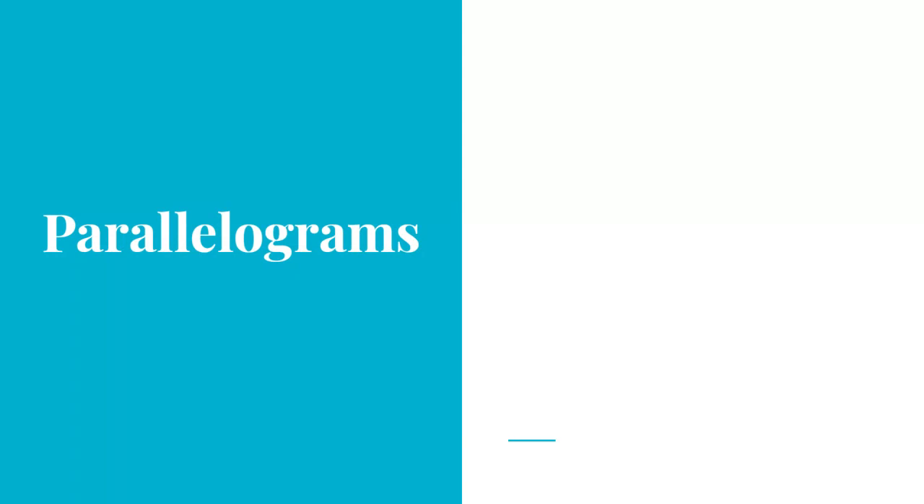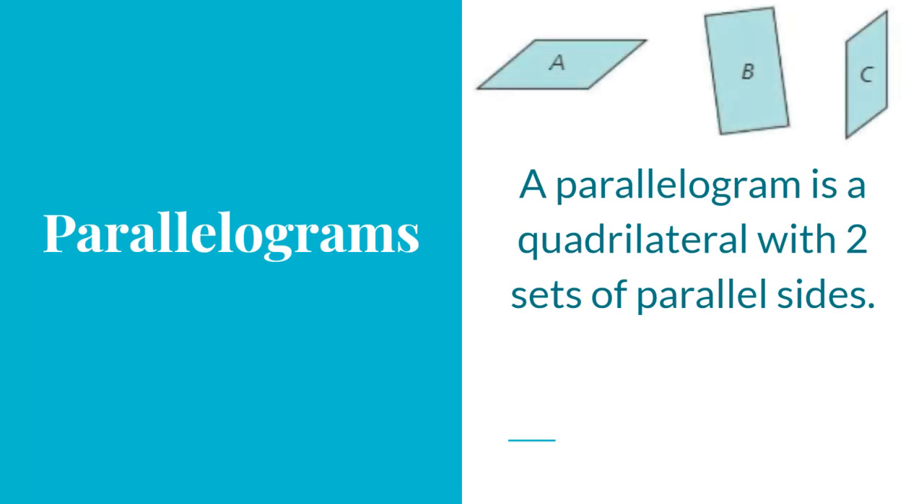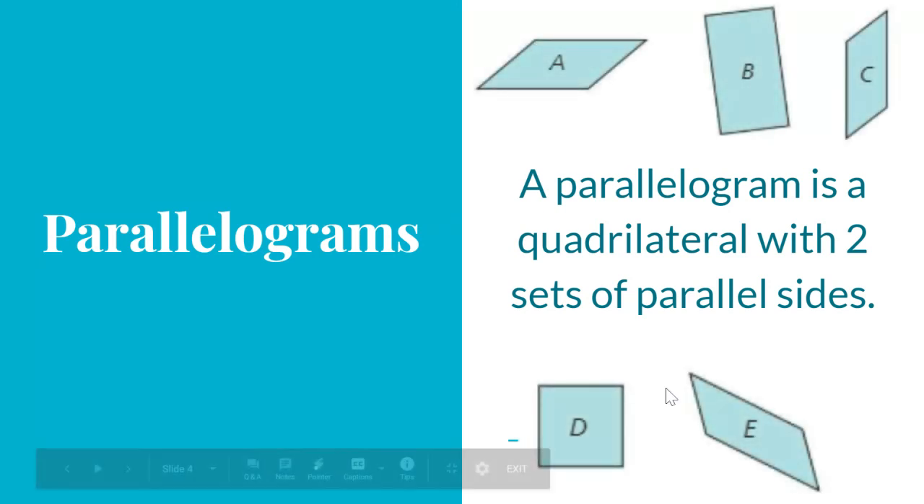One type of quadrilateral is a parallelogram. Parallelograms are quadrilaterals with two sets of parallel sides. Now, parallel means lines that never cross each other. Oftentimes in class, I will use the example of railroad tracks. Those are two lines that are never going to cross each other. So here are some examples of parallelograms.